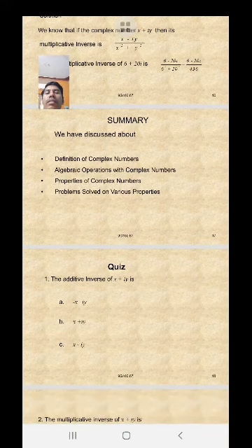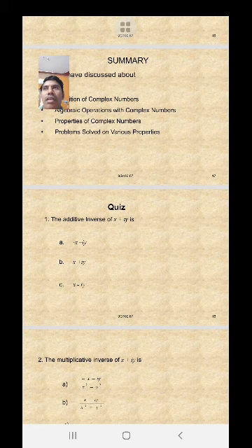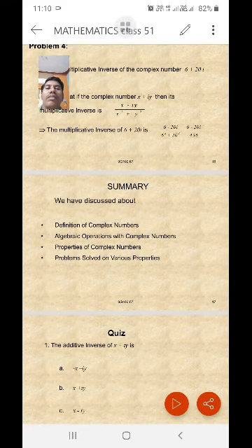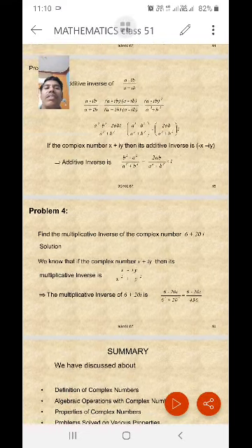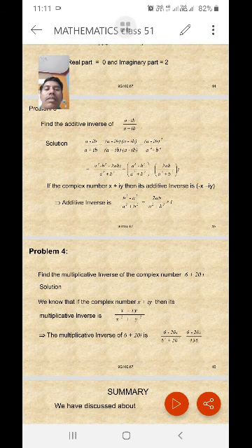And if you know rationalization or the conjugate number, then you can easily solve the questions, because here the simplification is very simple. You just have to know how to multiply, how to divide, how to add, how to subtract. So very simple basic things lie in the solution.